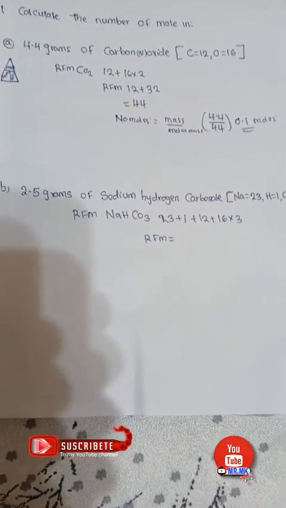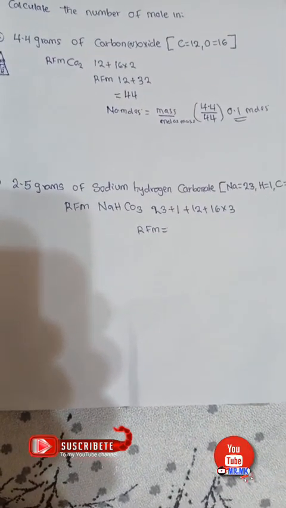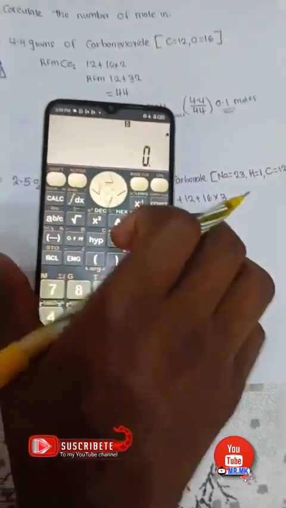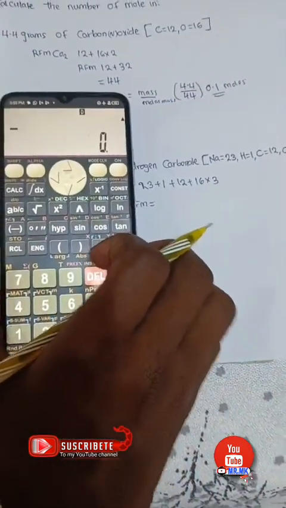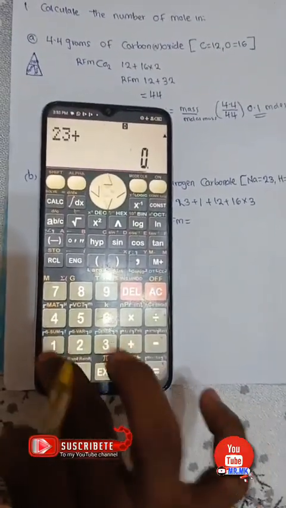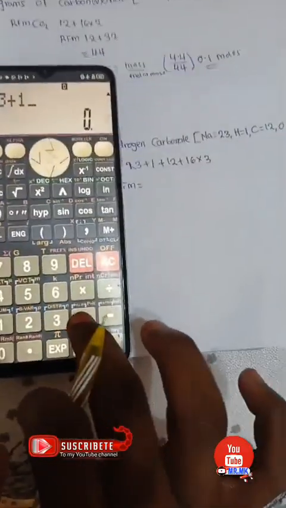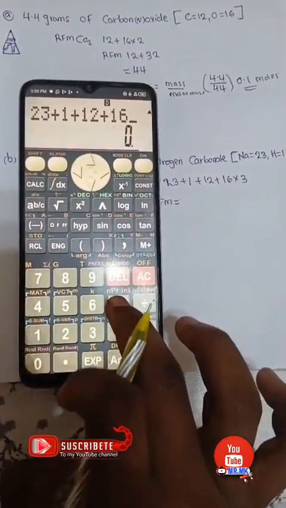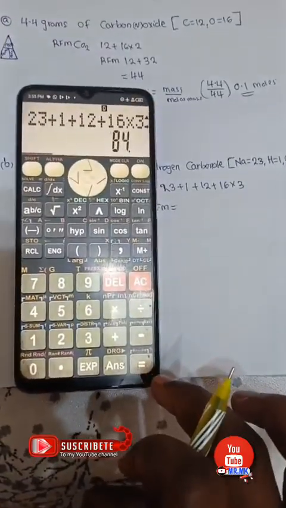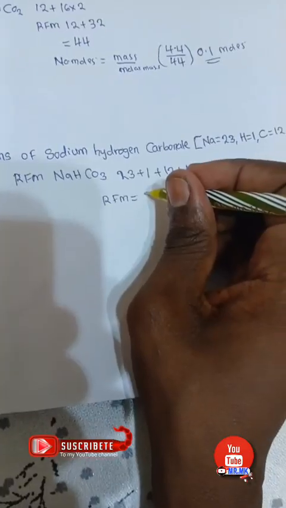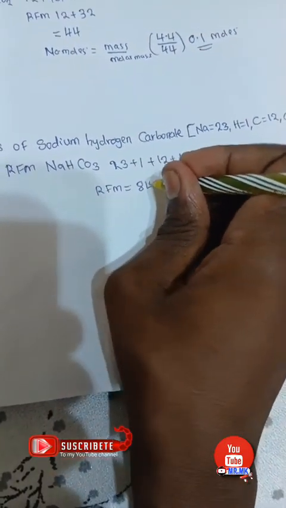plus 12 plus 16 times 3. Now you have to use your calculator wisely. We have 23 plus 1 hydrogen, carbon we have 12 plus 16 times 3, which is the same as 84. Now the relative formula mass of sodium hydrogen carbonate will be 84.